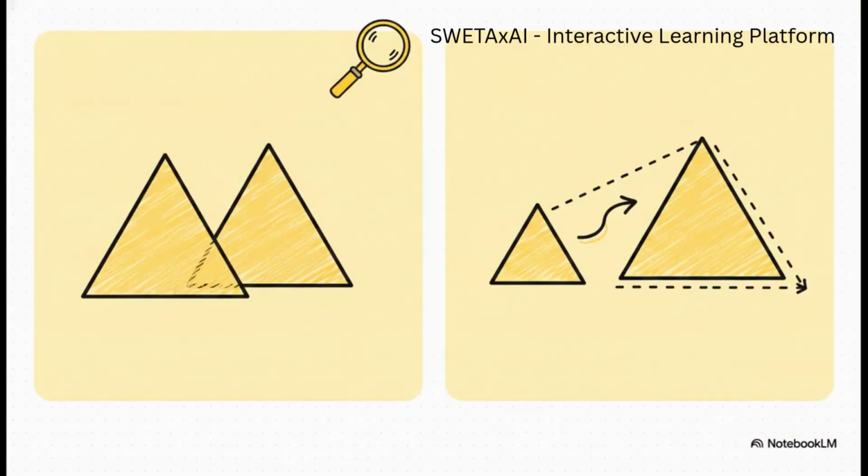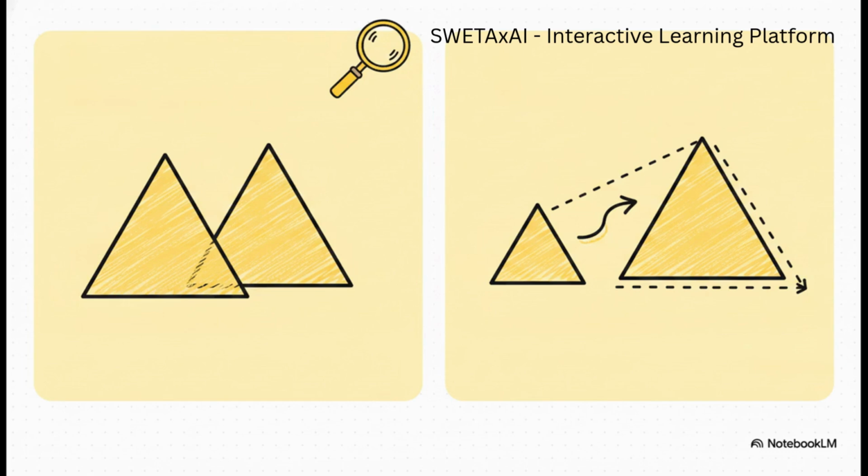To really nail down the difference here, think of it like the twins versus siblings analogy. Congruence, those are your identical twins. Same shape, same exact size. If you literally just picked one up and dropped it on top of the other, they'd match perfectly. Every side, every angle, exactly the same, meaning their scale factor is just 1.